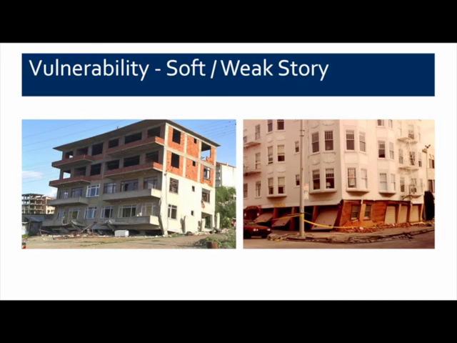One of the vulnerabilities that can apply to several different building types is the soft or weak story. On the left-hand side, you see a concrete moment frame building with masonry infill that had a ground floor that was not strong enough and in fact has collapsed. On the right-hand side, you see exactly the same behavior for a wood frame building.